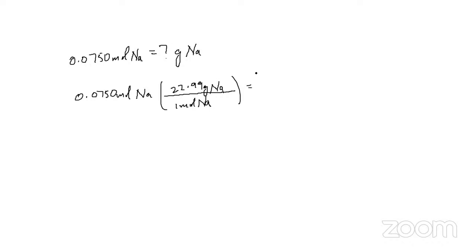And then all you have to do is crunch a number. So 0.0750 times 22.99. According to my calculations, when rounded off to 3 sig figs, the answer is 1.72 grams of sodium. And that's basically how that is done. So this is the A part. Any questions about this part?